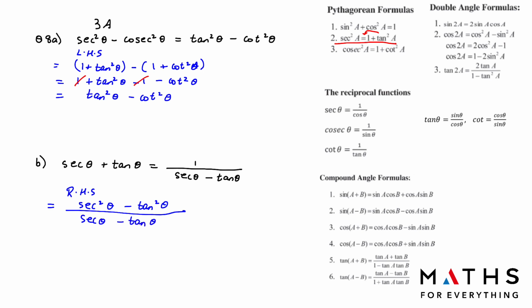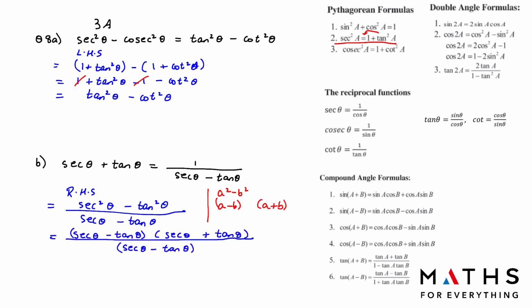Whenever you see there is a square, you have to remember your algebraic identity, a square minus b square. Our a is sec theta and b is tan theta. So a minus b and a plus b. The sec theta minus tan theta will be cancelled. We are left with sec theta plus tan theta, which is equal to our left hand side.